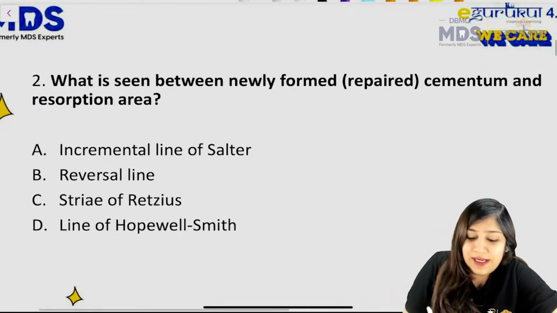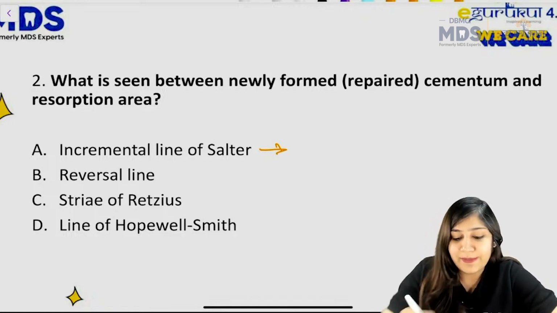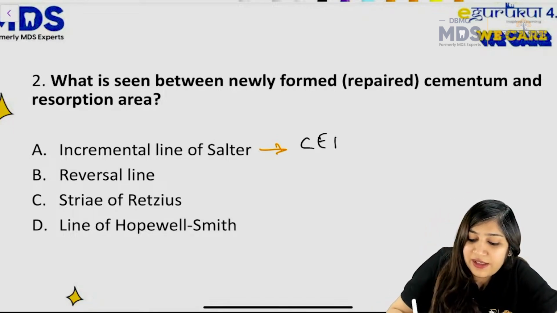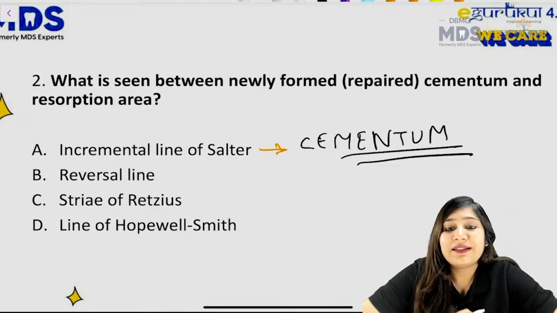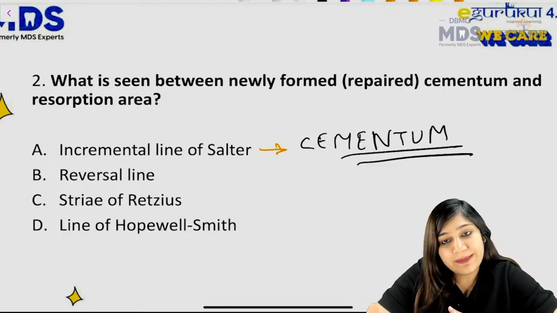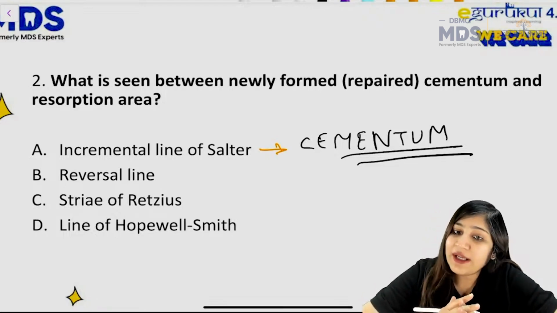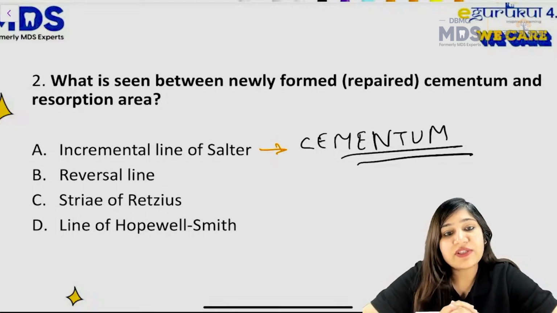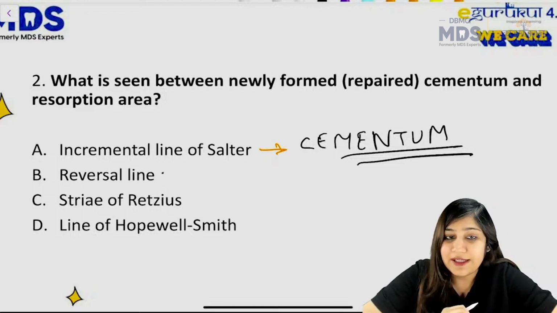So basically, the incremental line of Salter is the incremental line of cementum, right? And these incremental lines basically depict what? Rhythmic deposition of cementum or any hard tissues. We have incremental lines for enamel also. We have incremental lines for dentin also. In the same way we have incremental lines of Salter, which depict rhythmic deposition of cementum. Next is reversal line. We will discuss reversal line later.